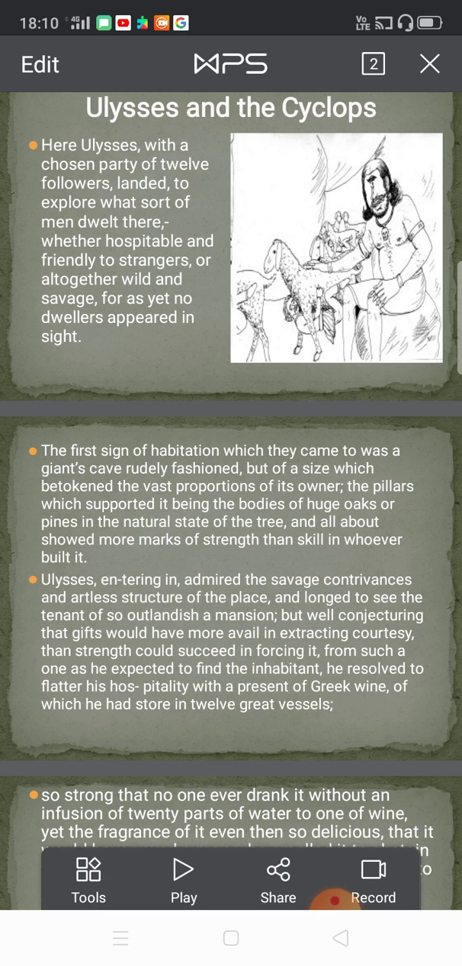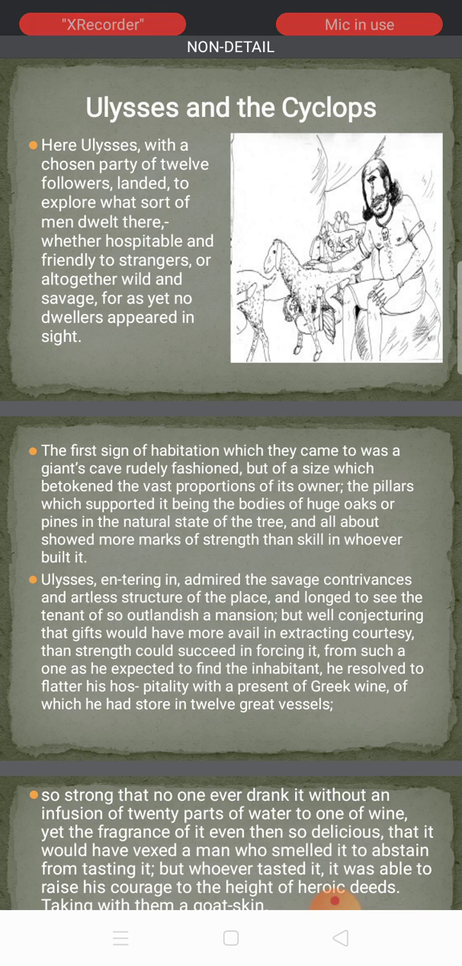Mansion means house. Conjecturing that gifts would have more avail in extracting courtesy than strength could succeed in forcing it from such a one as he expected to find the inhabitant, he resolved to flatter his hospitality with a present of Greek wine.